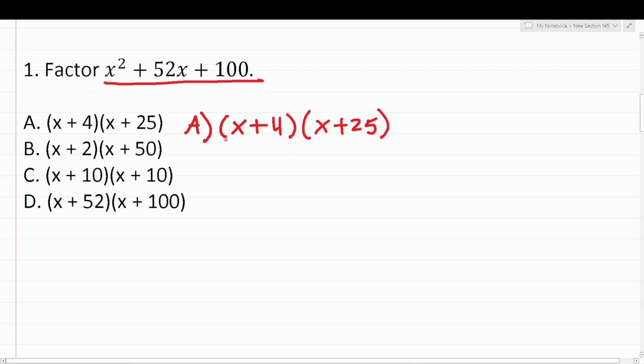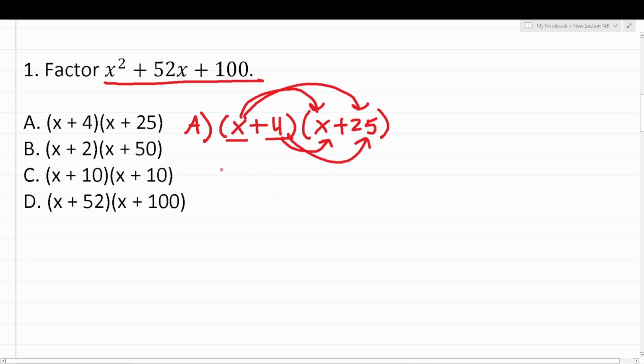As you can see, we're multiplying one polynomial, notably x plus 4, times the second polynomial, notably x plus 25. You use the distributive property to do that, so you're going to take this x and multiply it here and here. Then you're going to take this 4 and multiply it there and there. Let's go ahead and do that.